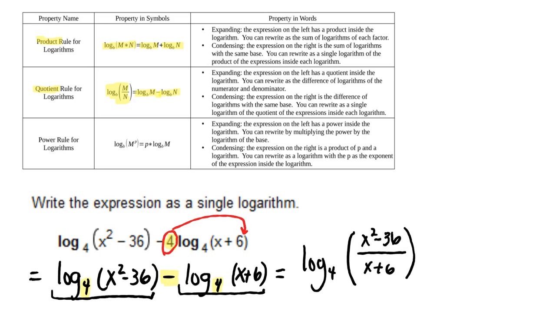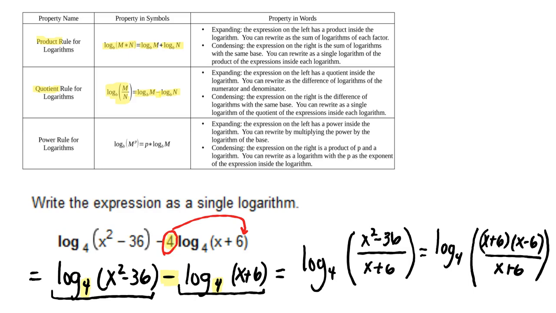And then finally, we want to simplify if we can. In this example, we have x squared minus 36 in the numerator, which is a difference of squares. That's x plus 6 times x minus 6. Our denominator is x plus 6, so we have a common factor that's going to cancel out. And that would leave us with log base 4 of x minus 6.